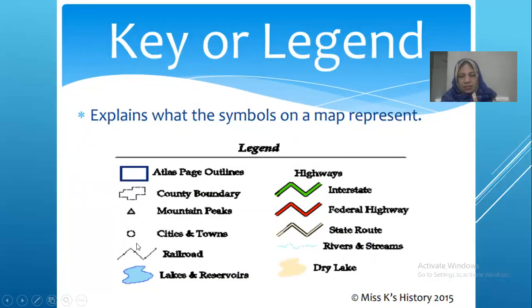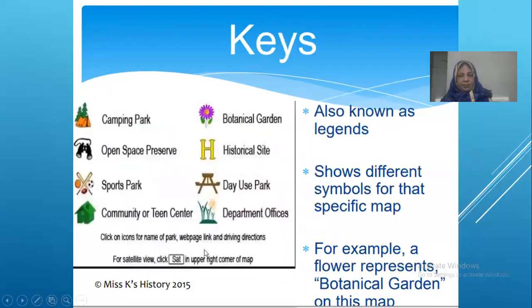And this dotted line shows the railway road. And this blue area shows the lakes or reservoirs or any water area. So all these symbols together with a short explanation form a key on the side of the map, and we can easily read a map through these symbols because their brief explanation is written here.